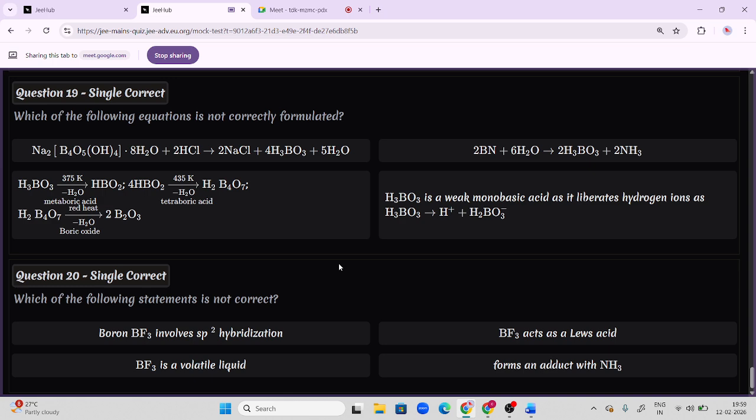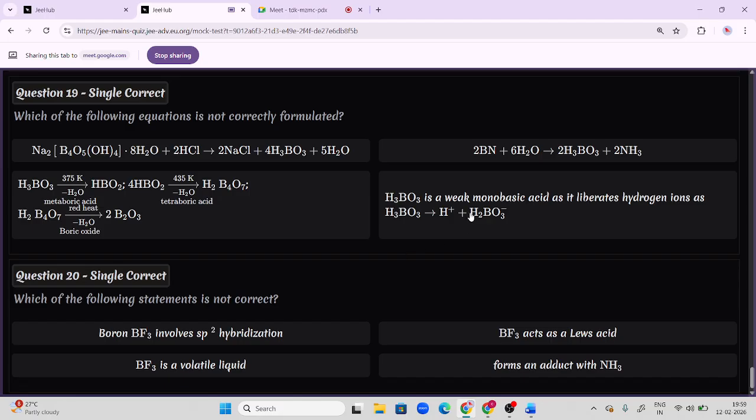Faster. What have I told you? Whenever you're having this kind of correct or incorrect question, go for first and fourth option. Then you can move between the options. Okay.